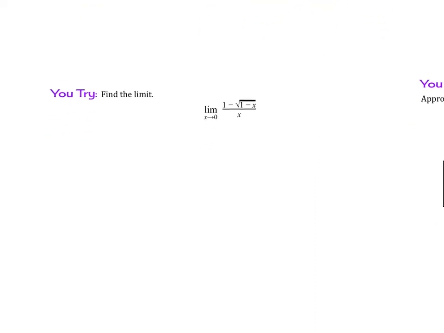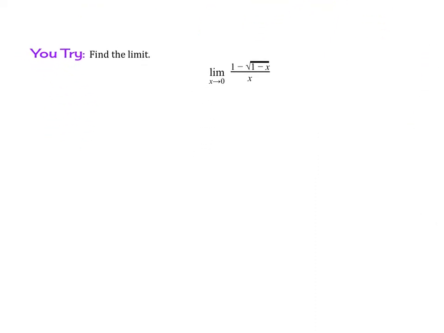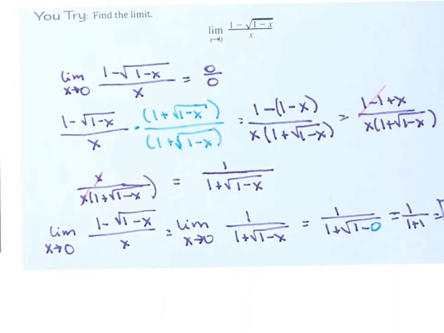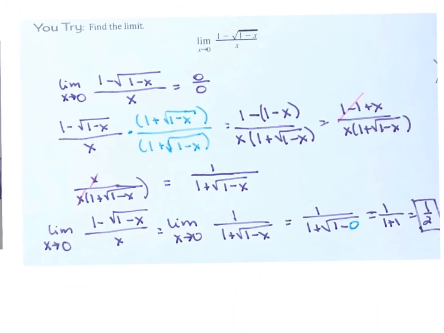So try this example here. Find the limit as x approaches 0 of 1 minus the square root of 1 minus x over x. So in this example, you would also get 1 over 2 as well.